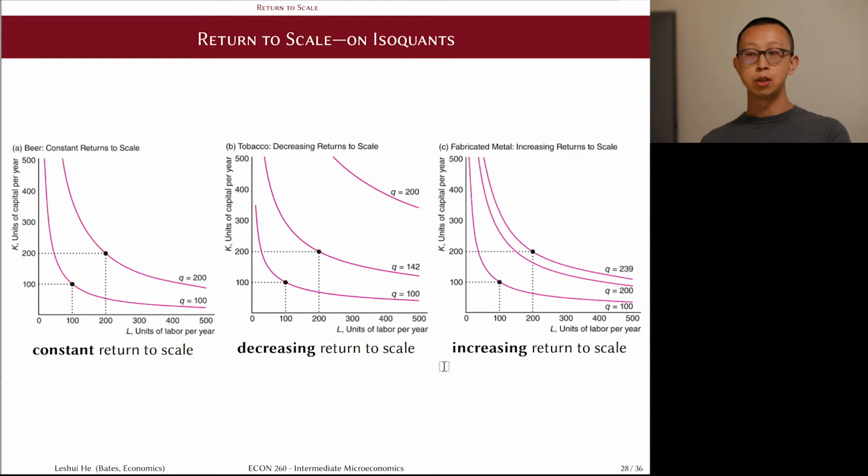In the third case, we start from 100 and 100 units again with an output of 100 units. But now by doubling the inputs, the output we can get is actually 239 units, which is more than doubling the amount of output. So in this case, we have increasing return to scale.